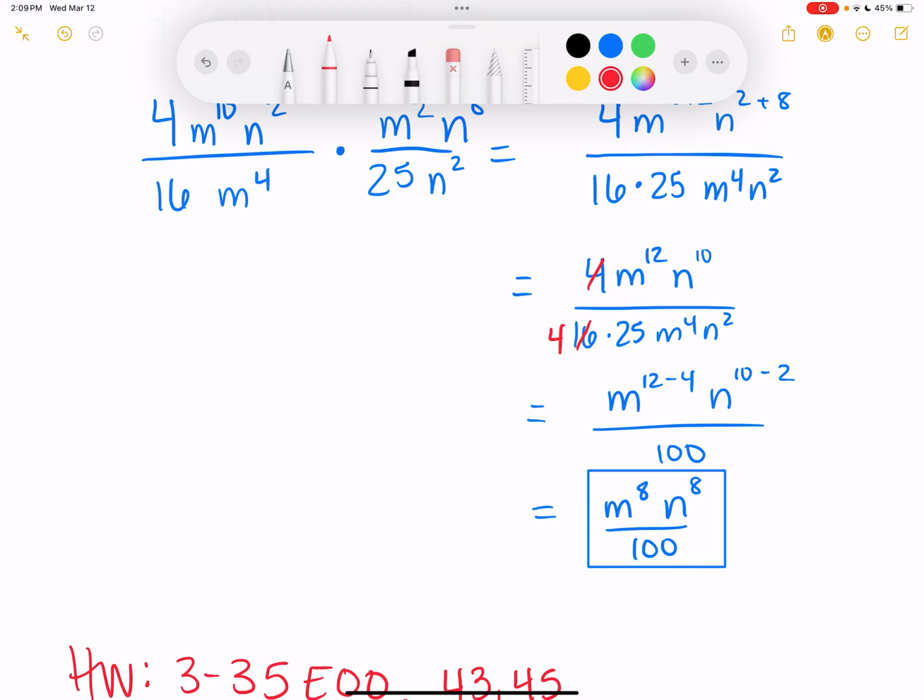When all your numbers have been multiplied together, combined, and you can't reduce anymore, and each variable is written only one time, that's how you know you're at the end.